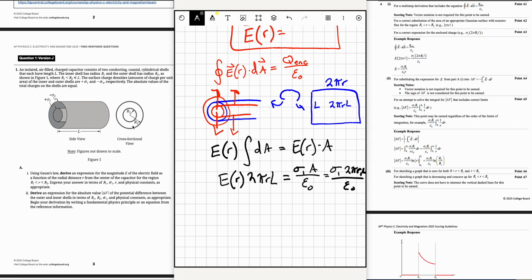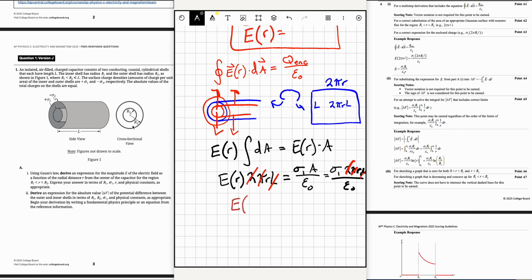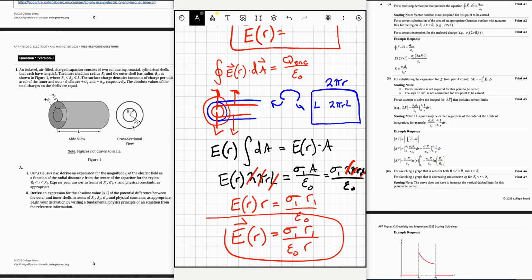Now, quite a bit of stuff's going to cancel out. 2π and L disappear. And so what's left? We have the electric field times r is equal to the density times r1 over epsilon naught. So go ahead and just divide both sides of that equation by r, and we get our answer. So the electric field there is based on 3 constants and then divided by the radius, which makes sense because as we move further away, the electric field would decrease.